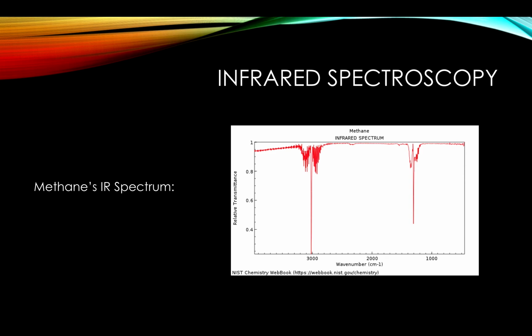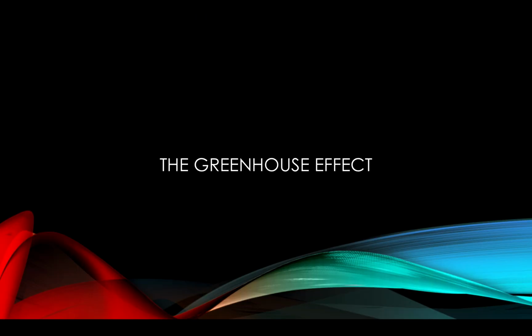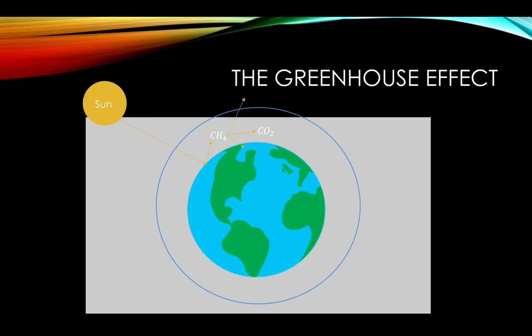To explain this, we need to talk about the greenhouse effect. The greenhouse effect occurs when energy from the sun, which is infrared radiation, is absorbed at Earth's surface and reflected back into the atmosphere where it's absorbed by greenhouse gases. The greenhouse gases are carbon dioxide, methane, water vapor, and nitrous oxide. The greenhouse gases then radiate the IR radiation back to Earth's surface, to another greenhouse gas, or out to space.